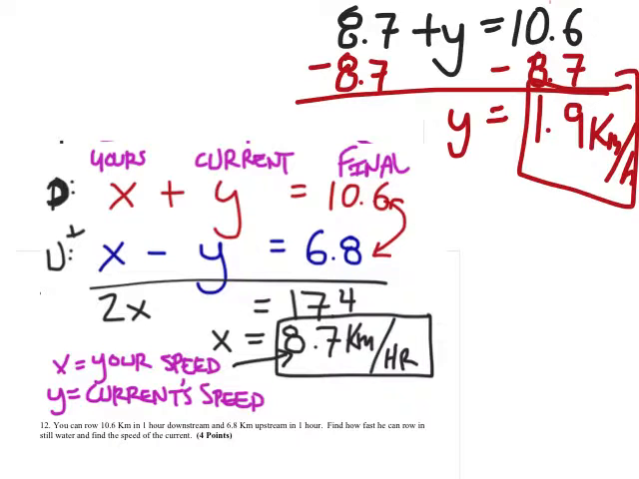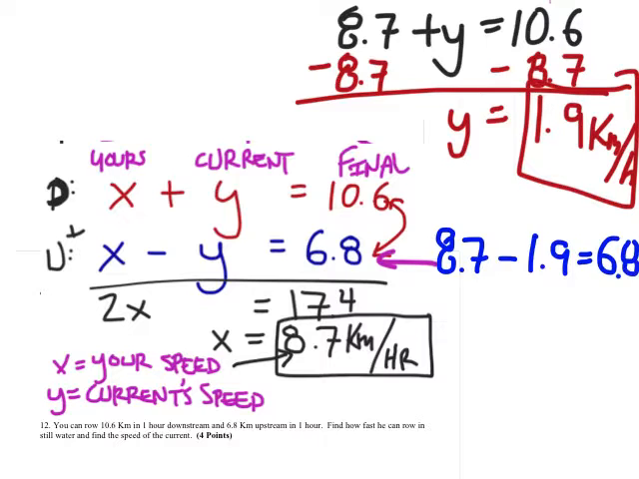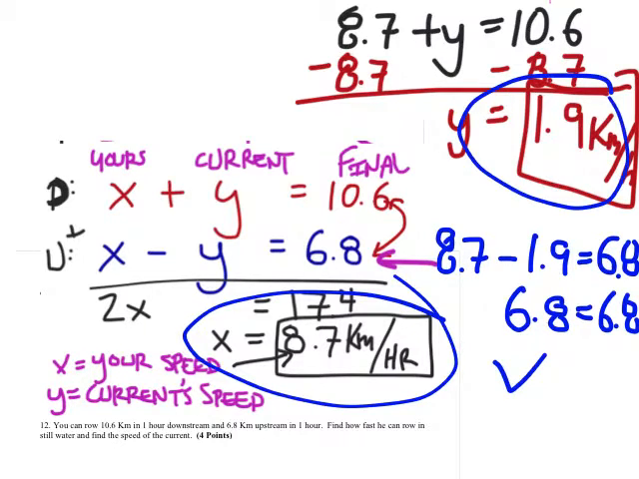We're just going to check this real quick using the bottom equation here. And we'll use that bottom equation because we used the top one to solve for y. So this will help us to check. So x is 8.7 minus the y, which is 1.9. This should give us 6.8. Let's find out if it does. Go ahead and put that in a calculator or just do it by hand. You'll find that it's 6.8. And we've checked this thing. We have our two answers: the speed of the current, and our speed in still water.